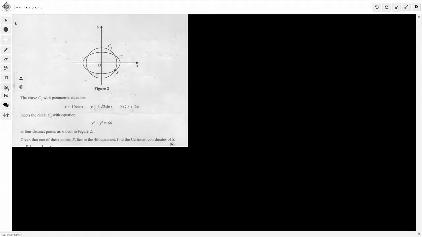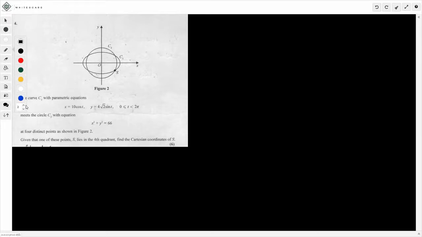Moving on to question 4 now, we have a question with parametric equations and a little bit of trigonometry. So we've been given the curve C1, which has these parametric equations, and we also have the circle C2 with this equation, x squared plus y squared is equal to 66. And it cuts at 4 distinct points, so you've got one here, one here, one here, and finally one here. And we're given that one of the points, S, so this one here with a little black dot, lies in the 4th quadrant. And we have to find the Cartesian coordinates of S.